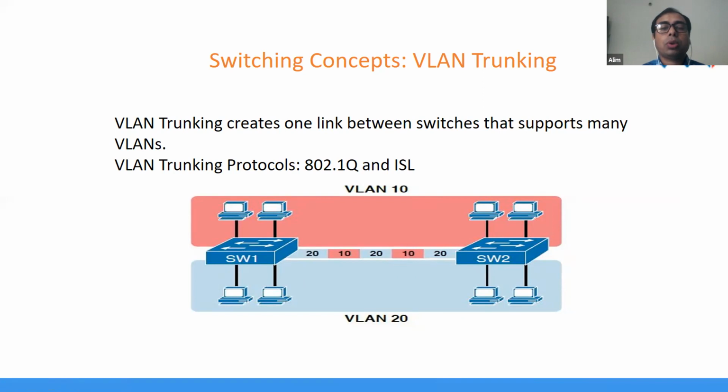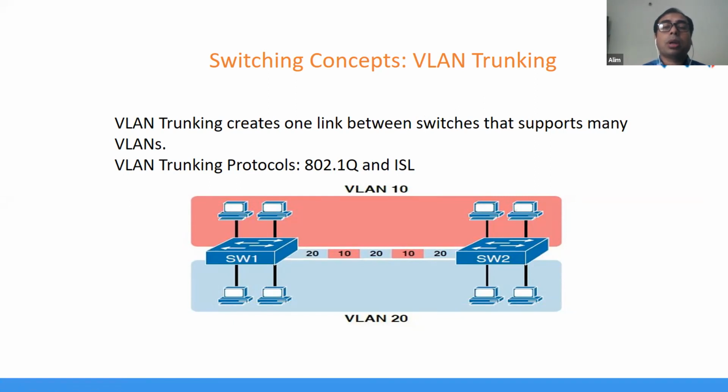So there are two protocols used: 802.1Q, in fact, and ISL, Inter-Switch Link. Inter-Switch Link is normally not used right now because it is Cisco proprietary. But 802.1Q is the standard. It is widely used because if you use switches from multiple vendors, you can use it. ISL is not possible, so we'll focus on 802.1Q.